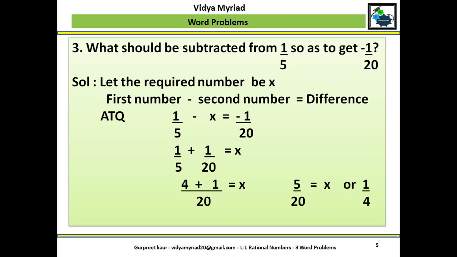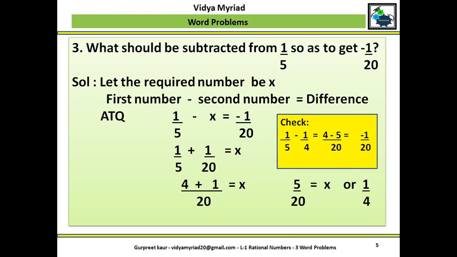So what is my next step? To check whether 1 upon 4 is the required number or not. So put it into the equation. 1 upon 5 minus 1 upon 4, take the LCM, solve it, you will get minus 1 upon 20, which is correct.